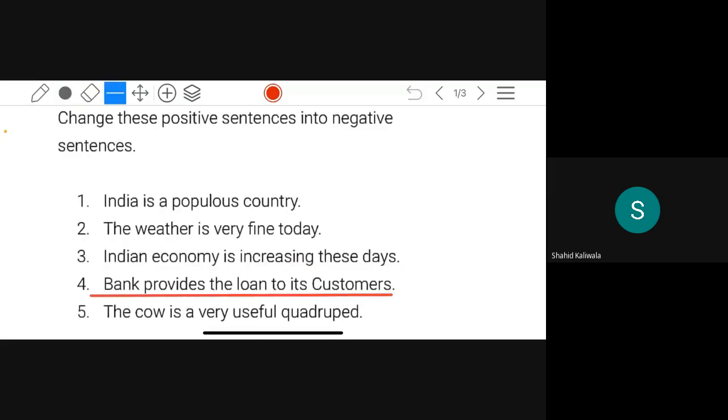Bank provides the loan to its customers. Now be careful. Think once before you give the answer. Not should be there, but along with not, which other word? Doesn't. Bank does not provide the loan to its customer. Provides? Did you just say provides? Provide. Okay, then it is correct. Does is there, so do not add s with the verb. Bank does not provide the loan to its customers.